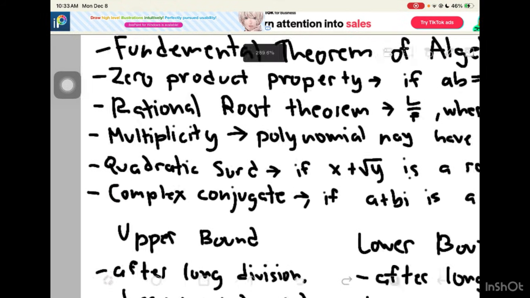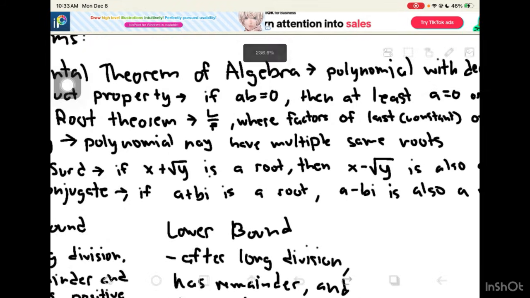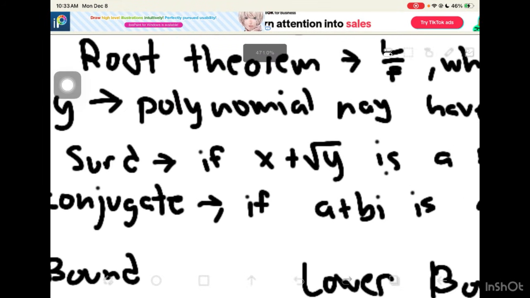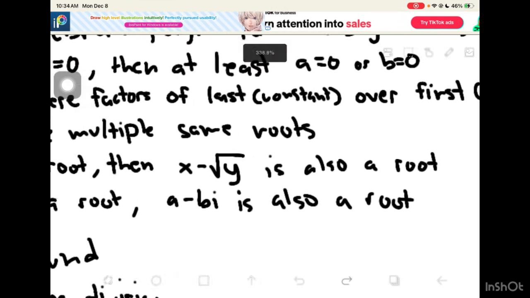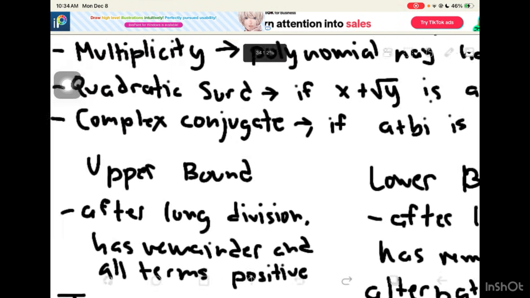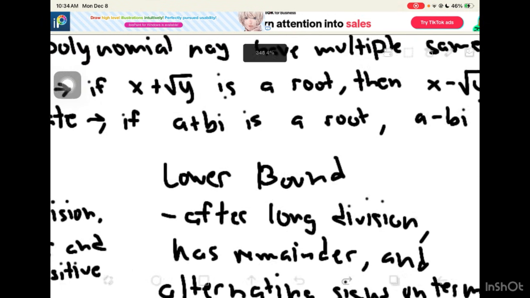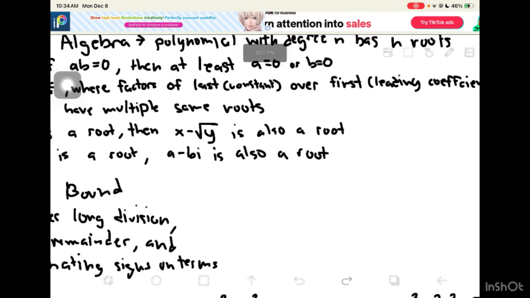Then the multiplicity just states that a polynomial may have multiples of the same roots. Quadratic surd, on the other hand, is if x plus square root of y is a root, then x minus square root of y is also a root. Similarly, complex conjugate, if a plus bi, where i is the imaginary unit, is a root, then a minus bi is also a root.